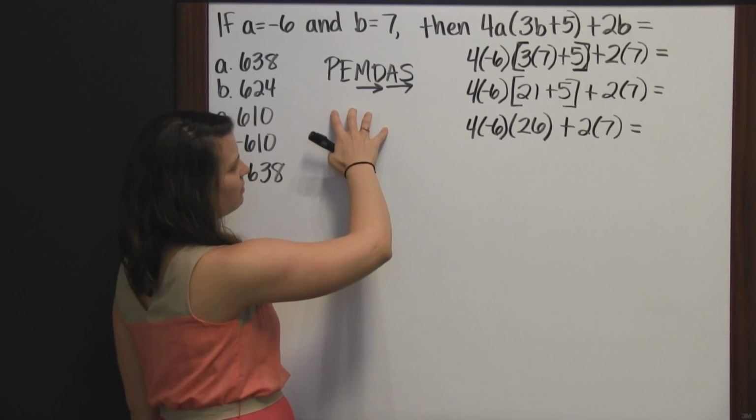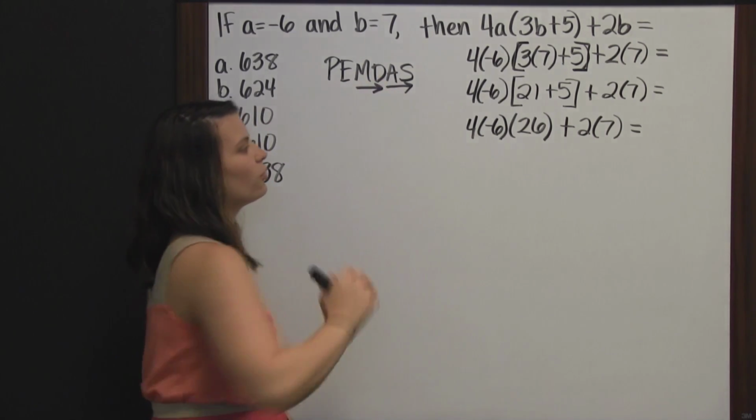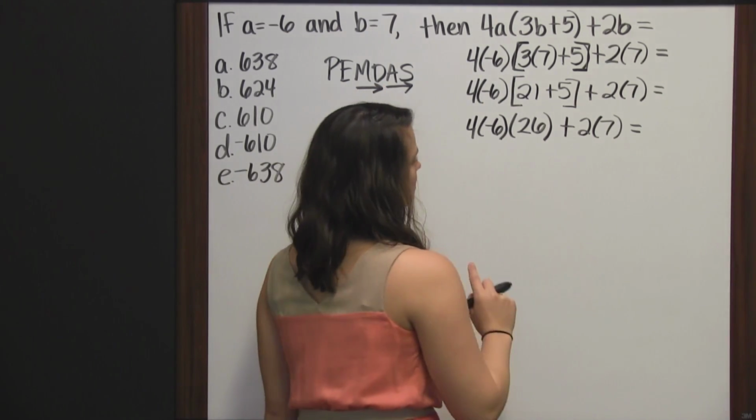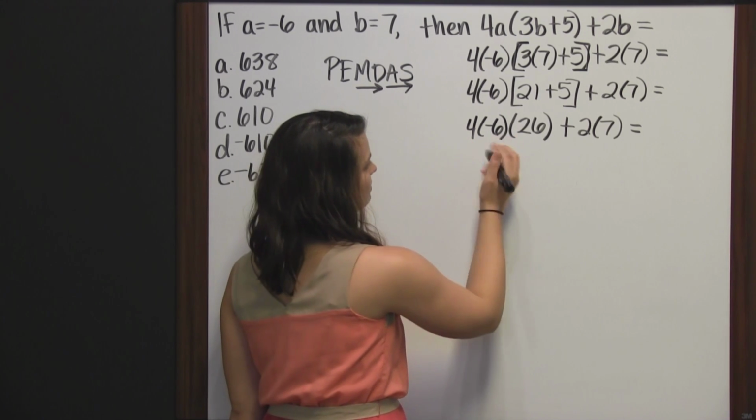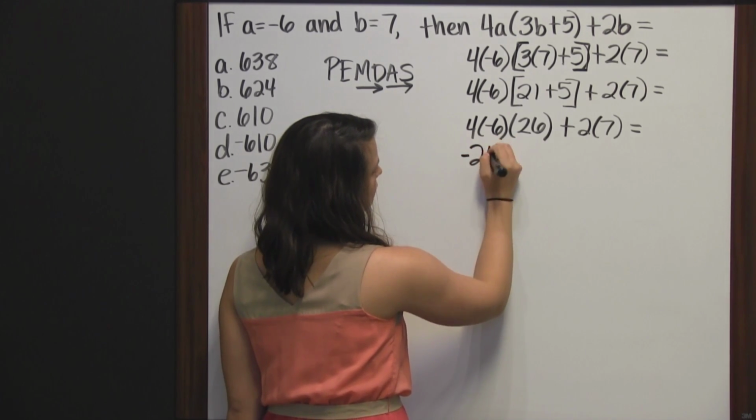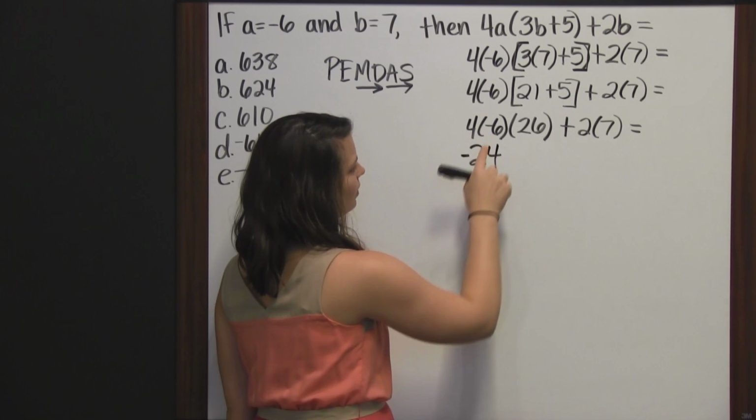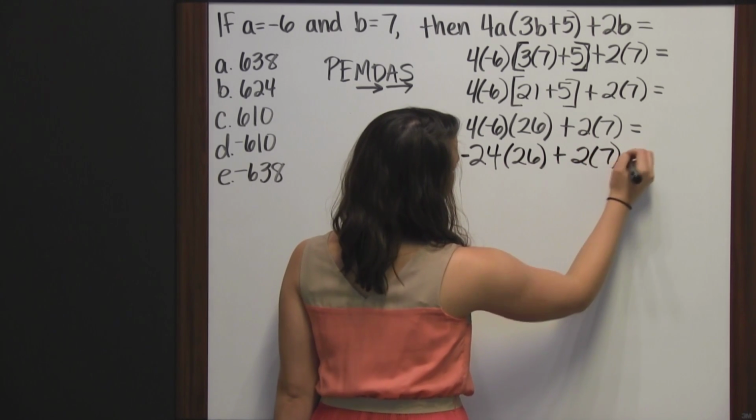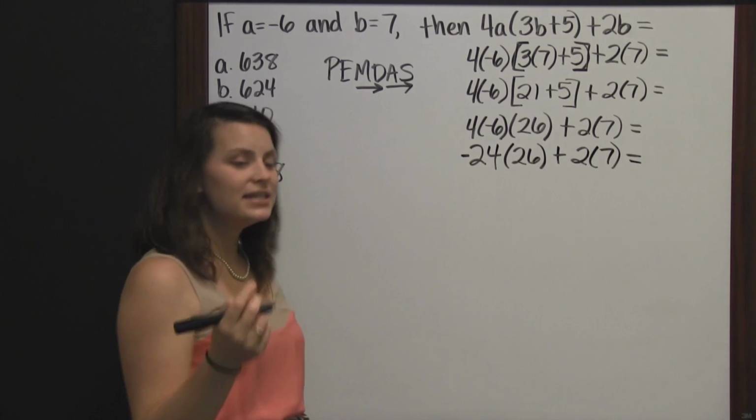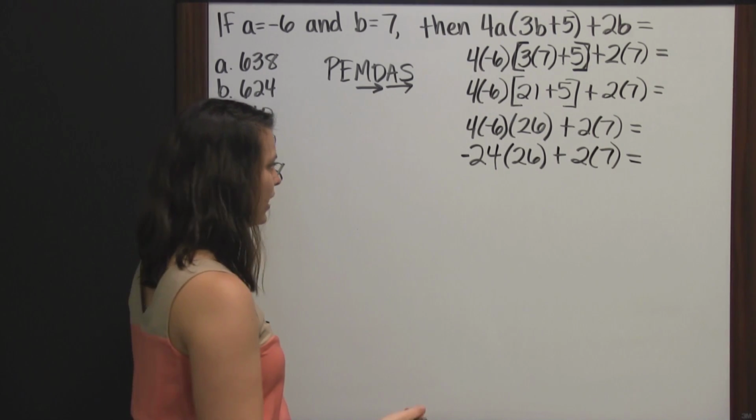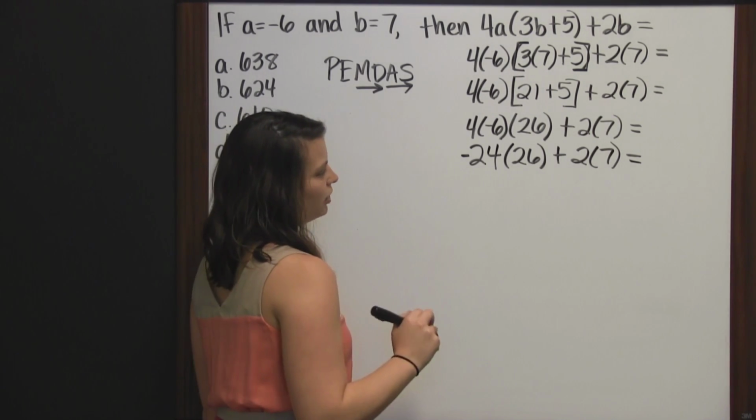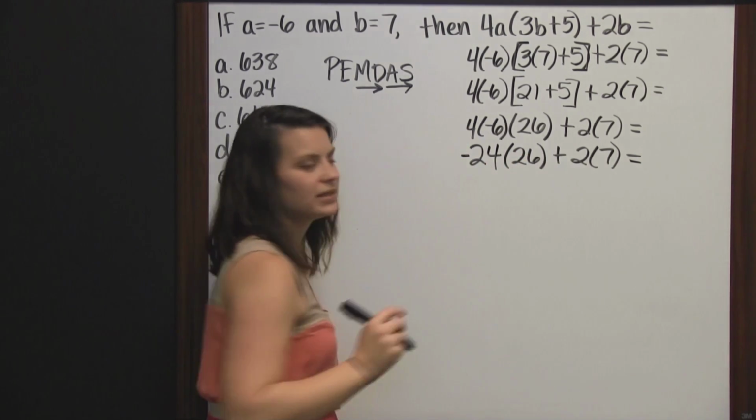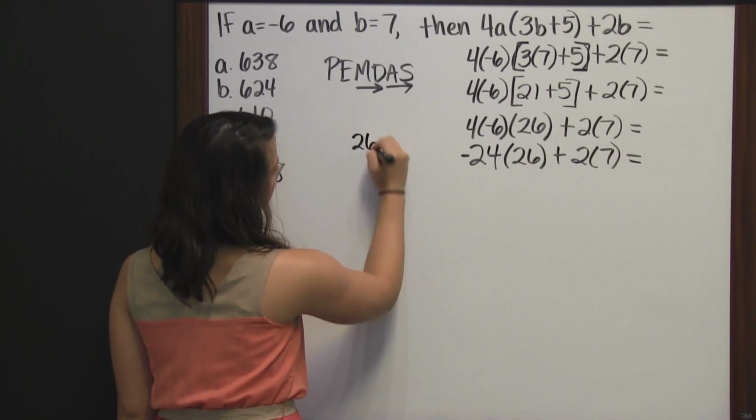And again, according to PEMDAS, we need to do that multiplication before we get to addition. And we work multiplication and division simply from left to right. So I'll first multiply 4 times negative 6, which is negative 24. Positive times a negative is a negative, times 26 plus 2 times 7. So we want to continue working our multiplication from left to right until we've simplified all multiplication, which means I need to multiply negative 24 times 26 next. I'm going to do that just right here to the side.